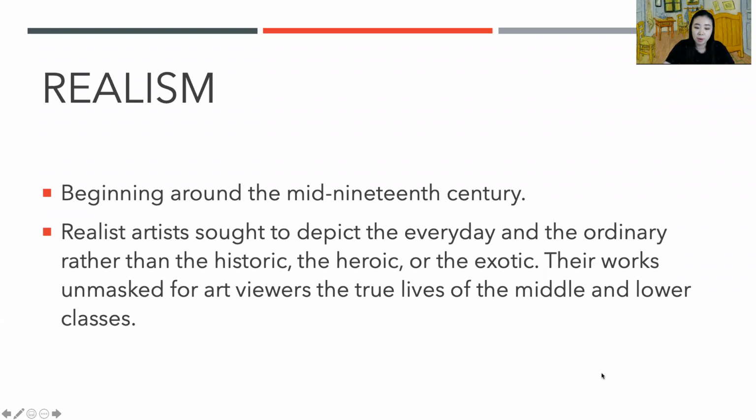A number of artists broke away from the traditions of earlier 18th and 19th century art to create objective representations of the real world. The movement called realism refers specifically to writers and artists in France who were concerned about achieving social change after the Revolution of 1848. A realist artist sought to depict the everyday and the ordinary rather than the historic, the heroic, or the exotic. Their works unmasked for art viewers the true lives of the middle and lower classes.